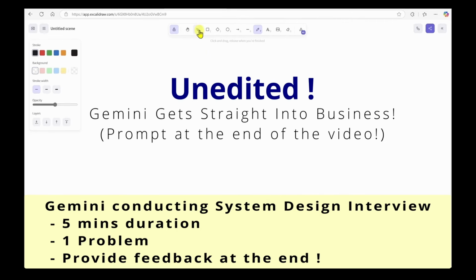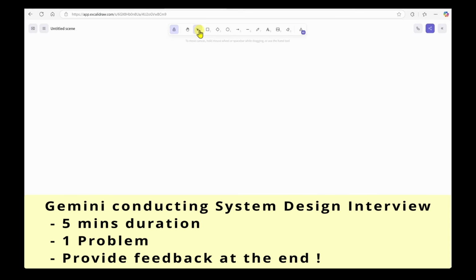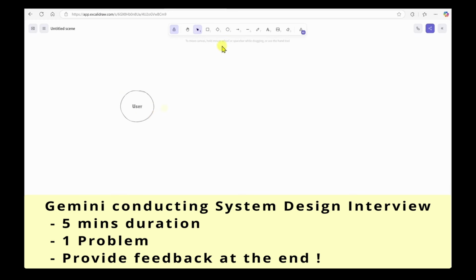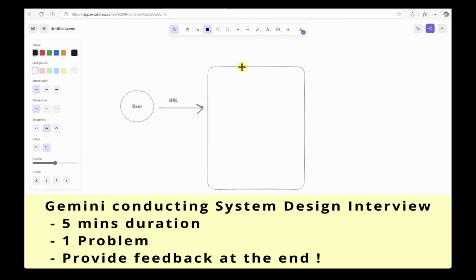Okay, let's get started. Can you design a system for a URL shortening service, keeping in mind it needs to be scalable and efficient? Feel free to draw a diagram if you'd like. Got it. So first, I'm going to start with the user. Let's call this circle the user. And they are going to input a URL to our URL shortener API. Let's call this input URL. Do you have any questions?